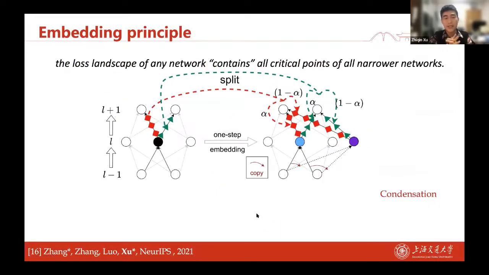This is almost exactly the same as Barfan's talk, but in our work, we were inspired by this inverse process of condensation. In condensation, we have a lot of neurons and they condense, but here to prove this embedding principle, we split a small neural network into a large network. Here's an example of adding one neuron. If you want to add more neurons, it can consist of multiple steps of one-step embedding. So in this case, we want to split this black neuron. We split this neuron into two neurons, the input weights are copied, and the output weights are split by a ratio of alpha, and this ratio applies for each neuron to ensure criticality preserving.